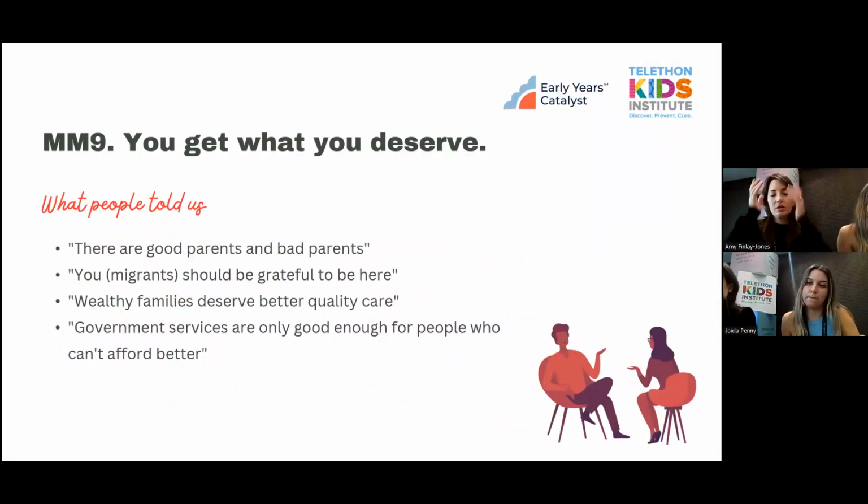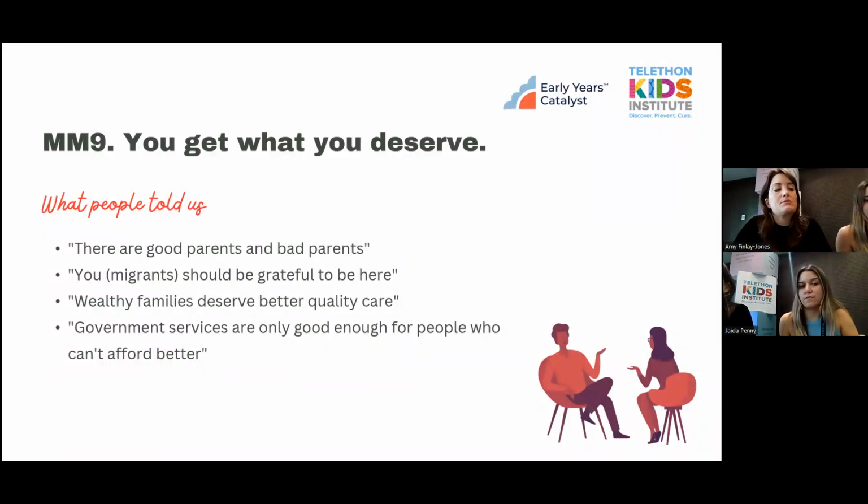Okay, so another mental model that came up, which brought together different strands of thinking around people who are experiencing inequities, is the idea that you get what you deserve. In understanding this mental model, we really saw that, similar to individualistic models that blame people living in poverty for their socioeconomic circumstances, this mental model blames inequities in child development on things like parental choices and values.